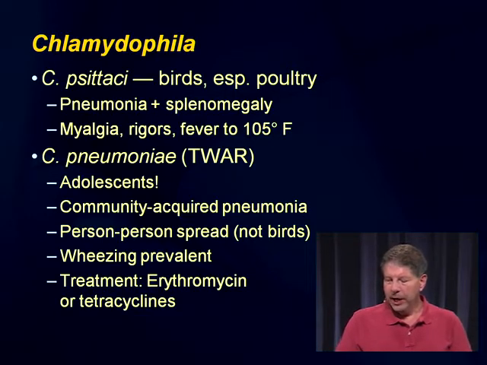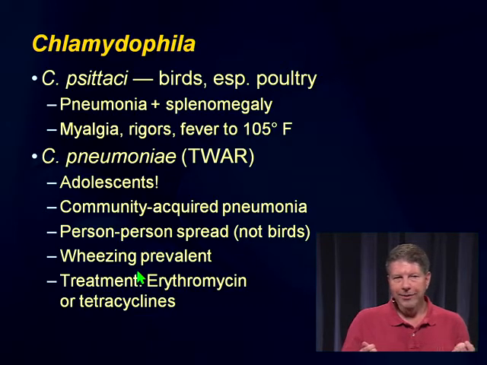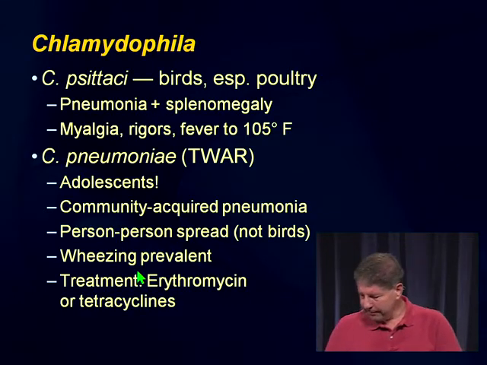Chlamydia pneumoniae is the one that we commonly see in adolescents with community-acquired pneumonia. Remember, it's person-to-person spread. This one is not from birds. And they commonly have wheezing with this, so they'll describe wheezing with their pneumonia. Treatment is the tetracyclines, doxycycline, azithromycin, any of the things like that.